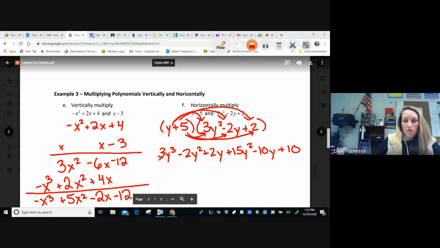Now combine like terms, look for your highest exponent to start, so 3y cubed. Now I move on to the y squared terms, a -2 and a +15 is a +13y squared. Then the y terms, so a +2 and a -10 gives you a -8y. And then finally, the lonely constant.